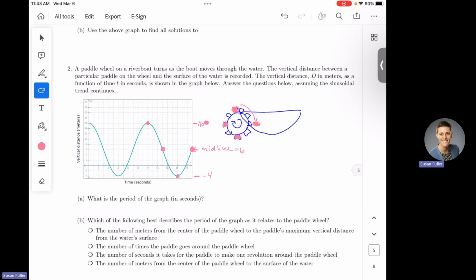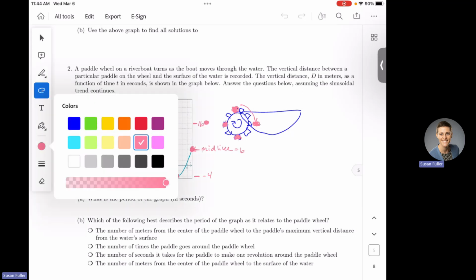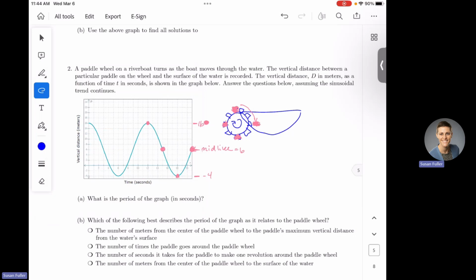Hopefully that starts to make sense. So as this paddle spins around this wheel, this graph shows us how high above the water that paddle goes. And again, we're just picking one paddle and following it. Okay, so that's what this graph is showing us. And then what is the period of the graph in seconds?